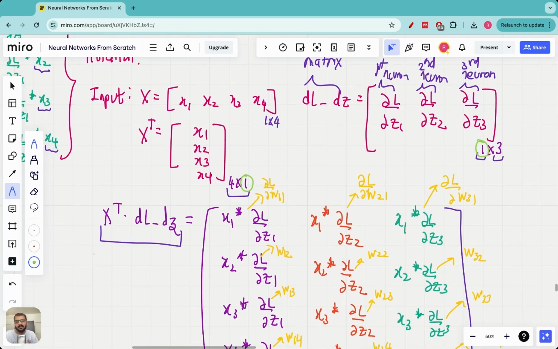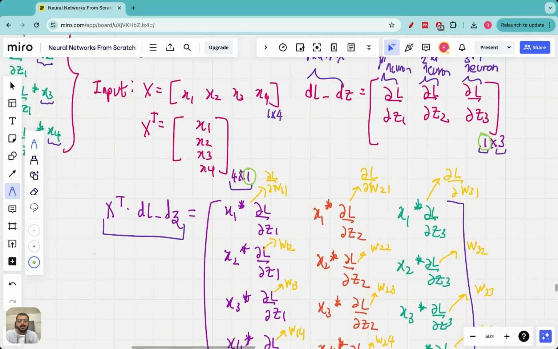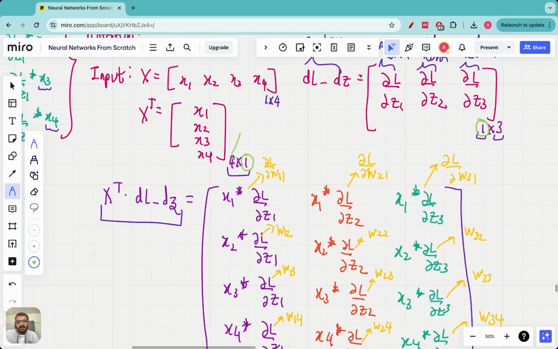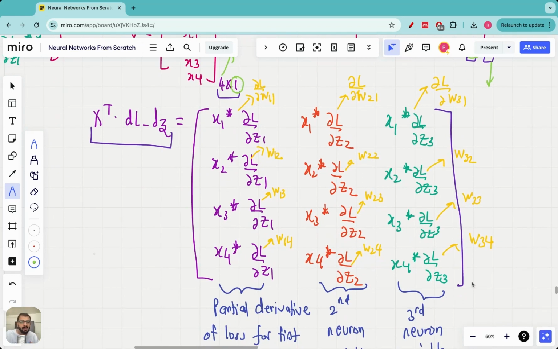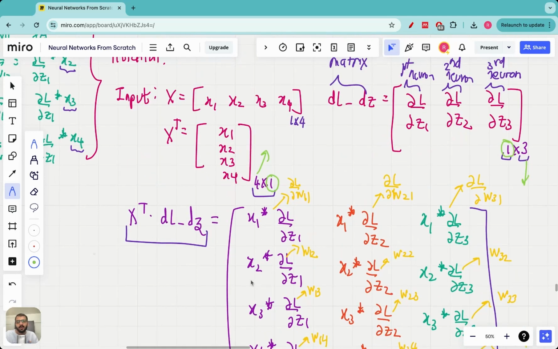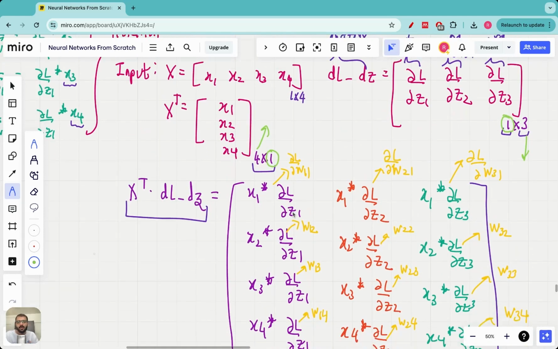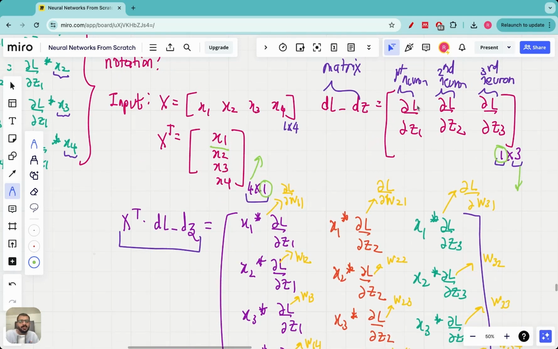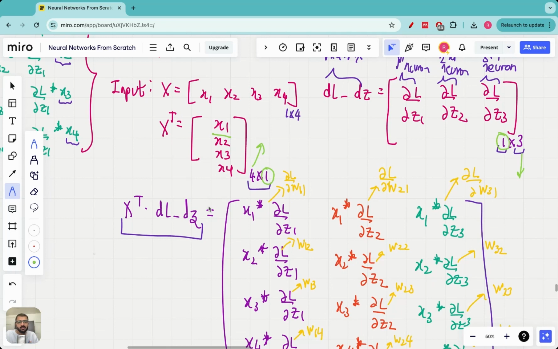So first let's see the dimension of the product. The dimension of the product will be given by the number of rows of the first matrix multiplied by the number of columns of the second. So it will be 4 by 3. So this resultant matrix is a 4 by 3 matrix. I want you to focus on the first column of the matrix, okay? So first let's calculate the first row and first column. For that I will multiply x1 with the partial derivative of L with respect to z1. So this entry right here, first row, first column will be x1 multiplied by the partial derivative of L with respect to z1.